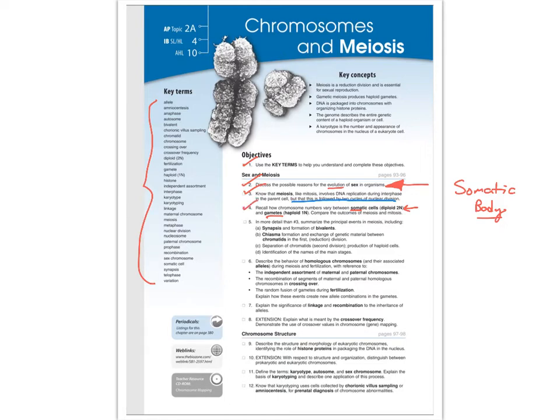In more detail, then number 3, summarize the principal events in meiosis. All right, so you saw here we went over a real quick outline of what meiosis is. So what are the major steps of meiosis? We're going to summarize it in synapsis, and we've talked about that in class. Chiasmata. All right, that's the place of crossing over. The chiasmata is where the crossing over occurs. Separating the chromatids, second division, and identifying the names of the main stages.